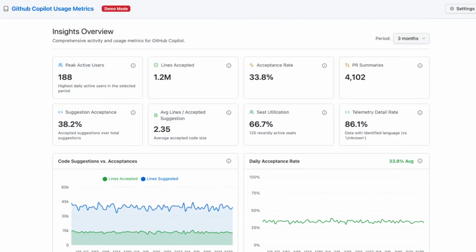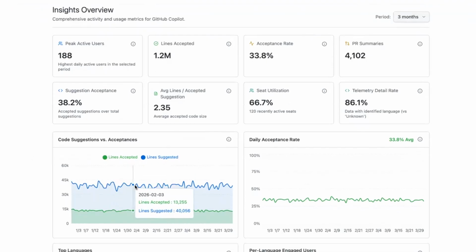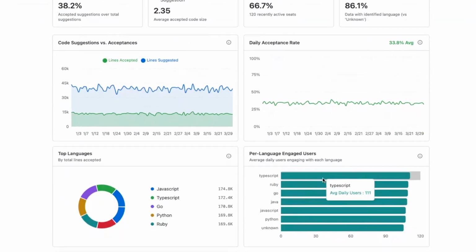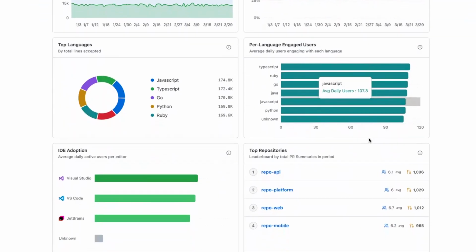And then below that, you find these visual trends, understanding the momentum: if your team is really actively using it, accepting lines, accepting suggestions, the daily acceptance rate, and whether there are any trends or patterns coming up. And then below you have more about understanding the environment, the languages, the IDE adoption. You can see the top languages used, and a good breakdown.